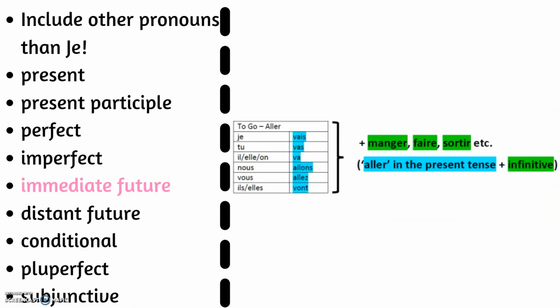The immediate future. So immediate future is where you say je vais plus an infinitive, and it's actually quite similar to what we do in English, because we say I'm going to see the movies. It's the same in French. It would be je vais voir le cinéma. So it would be pronoun plus aller conjugated, so vais, vas, va, allons, allez, vont, plus the infinitive of whatever you're going to do. You can also replace the verb aller with different other verbs to kind of change it up a bit.